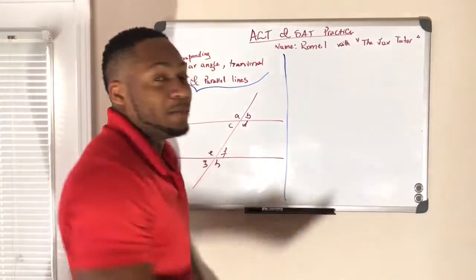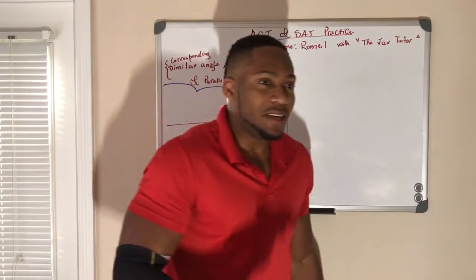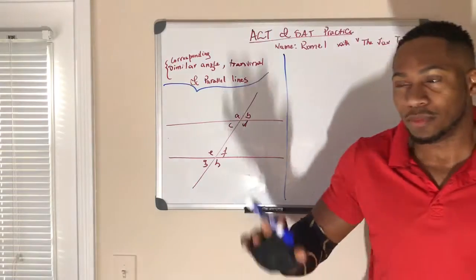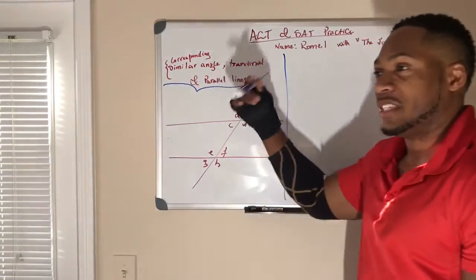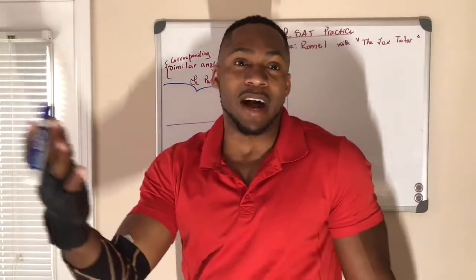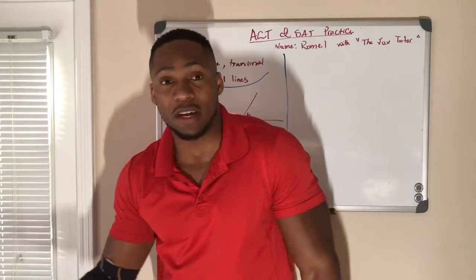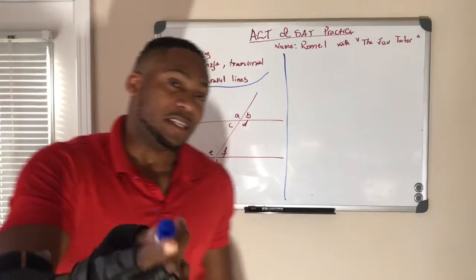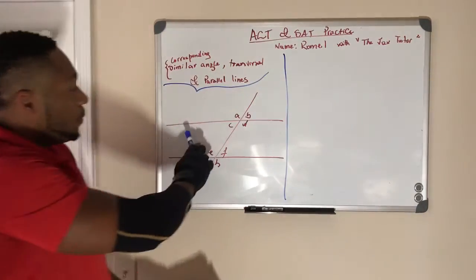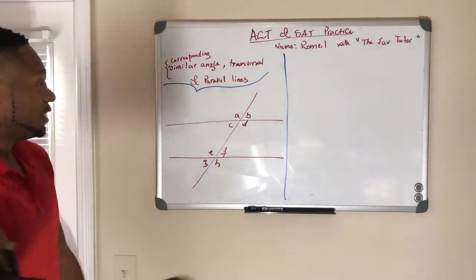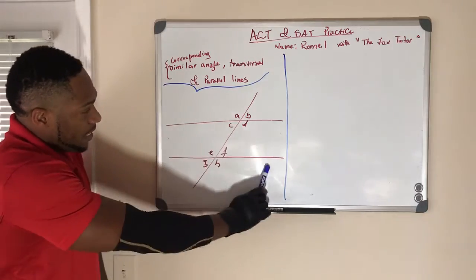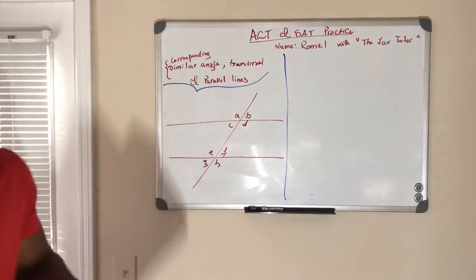Hey, you know how sometimes you have two parallel lines and a transversal, and they give you one angle and ask you to find another one? This is what we're going to do in this problem. This is Ramel with the Jack's Tutor. So exactly as I mentioned, there are two parallel lines here and a transversal. Let me show you what the problem is about.